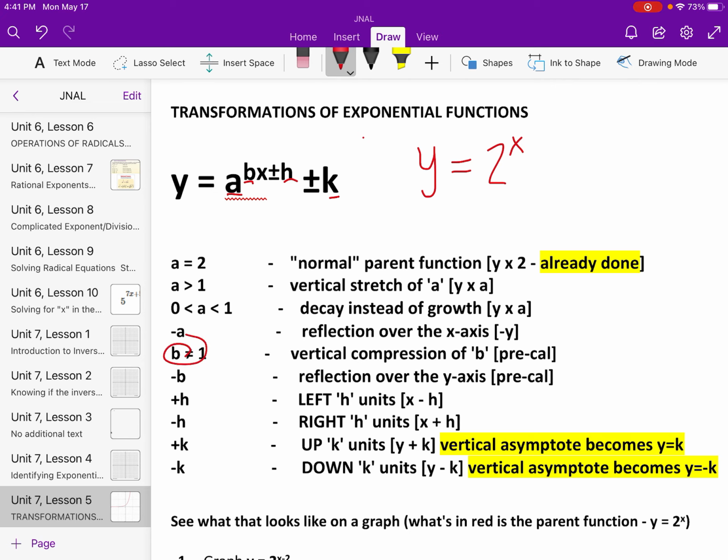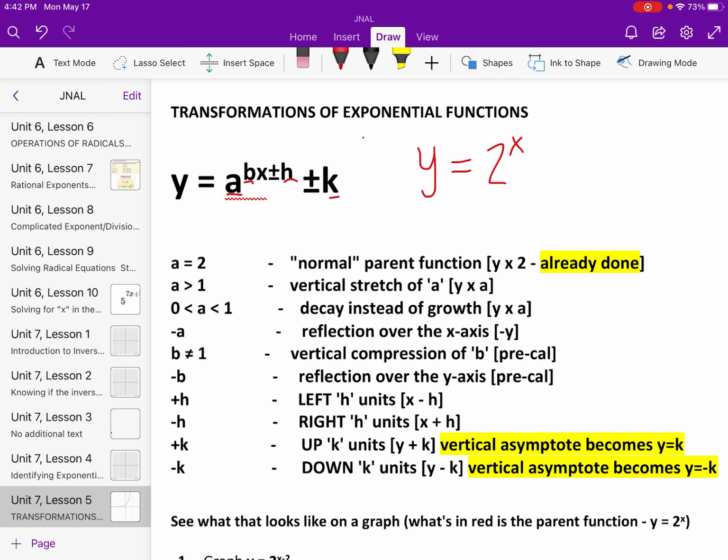What about B? B is up here in the exponent, a coefficient of x. Now these things we're not going to talk about too much because that's mostly pre-calculus, but I will briefly mention it now. If B is not 1, and in this case you can see B is 1, then there's a vertical compression of B. By the way, with a vertical stretch, the more that it is, the more rapidly they'll go up. It will be more gradual if it was a compression.